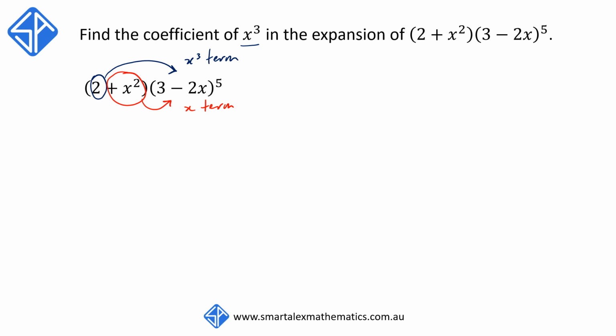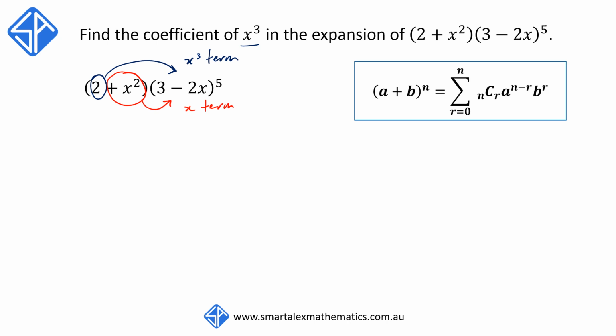And if you remember, the identity for binomial expansion is given by (a plus b) to the n is equal to the summation from r equals 0 to n of nCr times a to the n minus r times b to the r. So let's start. We begin with 2 plus x squared and we're going to multiply to the first term in the expansion, which is 5C0 times 3 to the 0 times (minus 2x) to the 5.